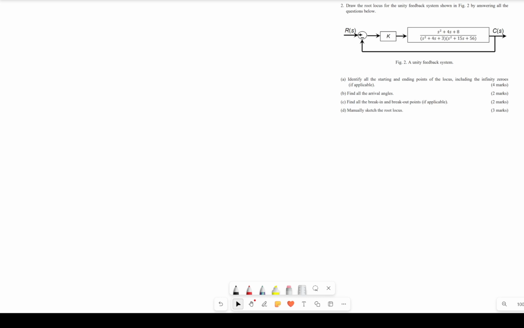Okay, so in this video, we are going to solve this root locus problem. We are given the forward transfer function G(s) equals (s squared plus 4s plus 8) divided by (s squared plus 4s plus 3) multiplied by (s squared plus 15s plus 56). So the first step is to identify all starting and ending points of the locus, including the infinity zeros.